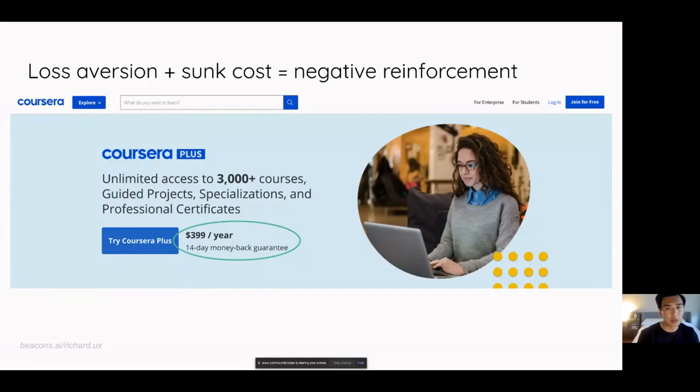Another example of extrinsic motivation in terms of negative reinforcement is loss aversion and sunk cost. Let's say you buy a digital product for a very large sum of money, like $400 a year up front. You become very extrinsically motivated to continue the course, to save money or avoid wasting money. So that's also an example where you might be extrinsically motivated.